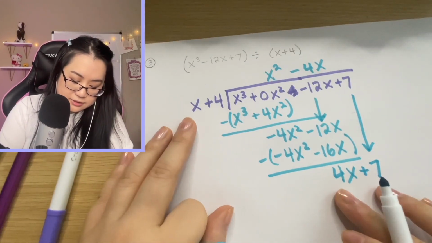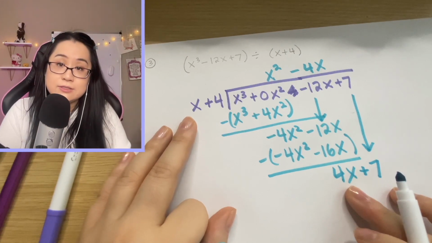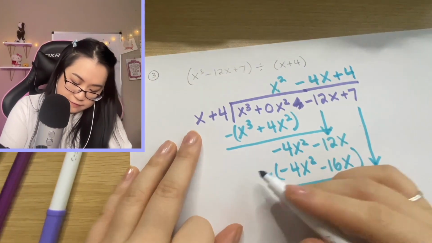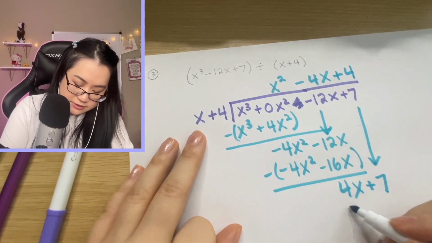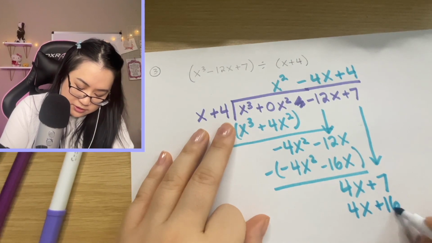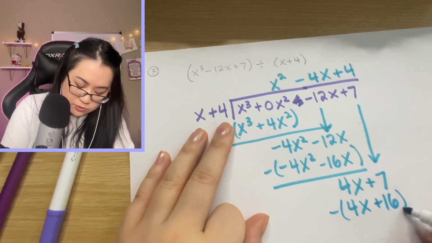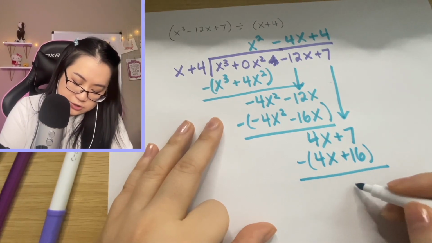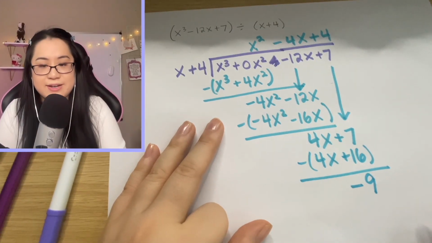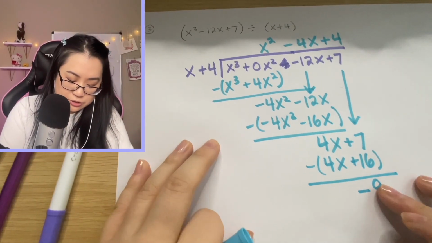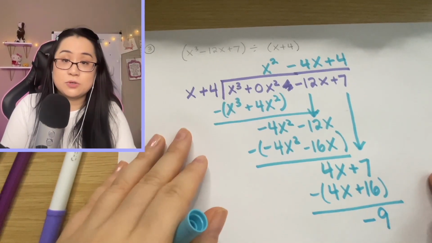And x goes into 4x 4 times. So plus 4. 4 times x is 4x. 4 times 4 is plus 16. When I subtract this, I get 7 minus 16, which is negative 9. So in this case, we have a remainder. It's not just 0. That is perfectly okay.